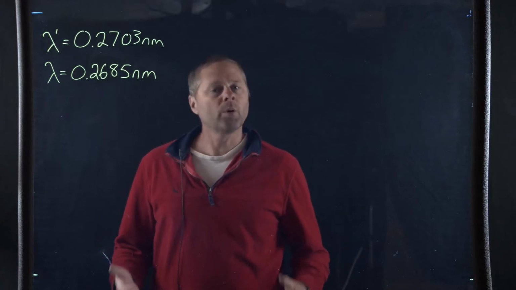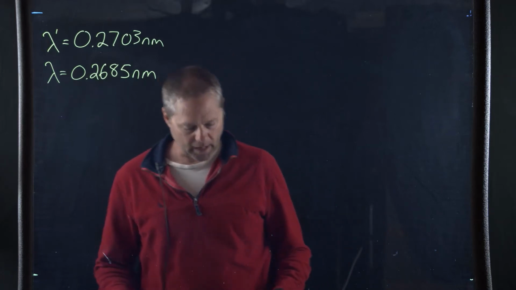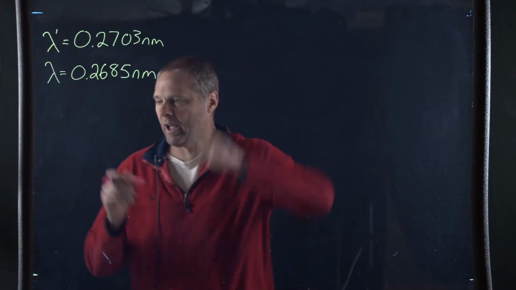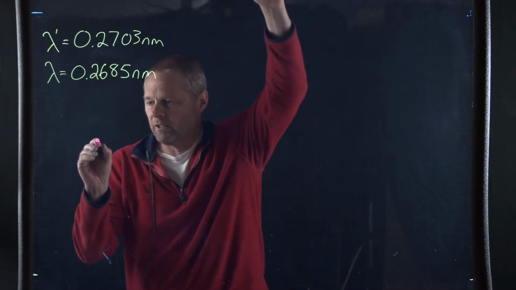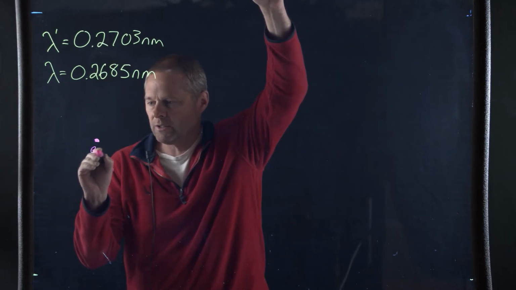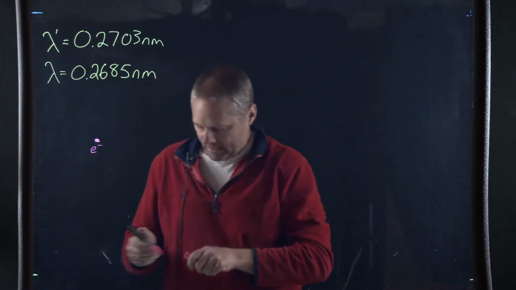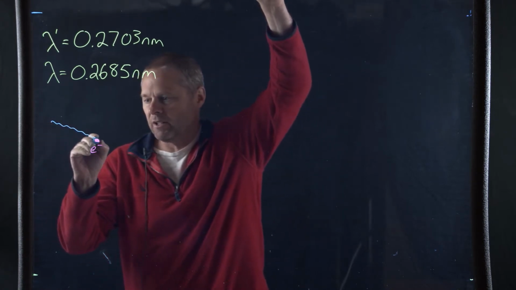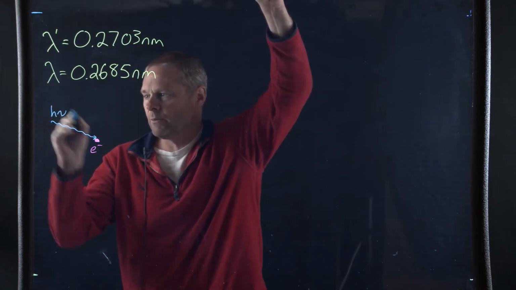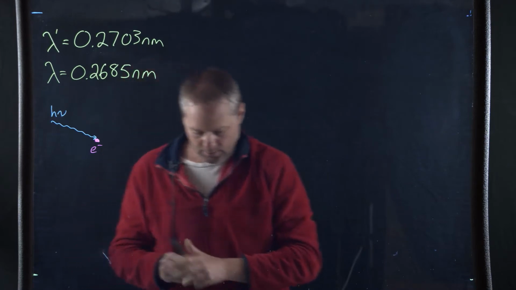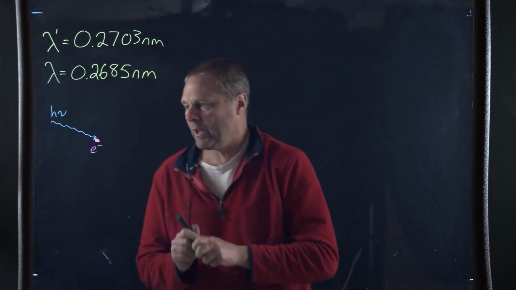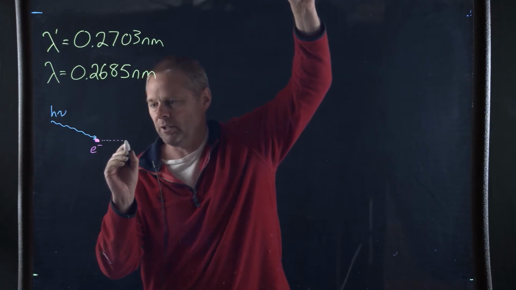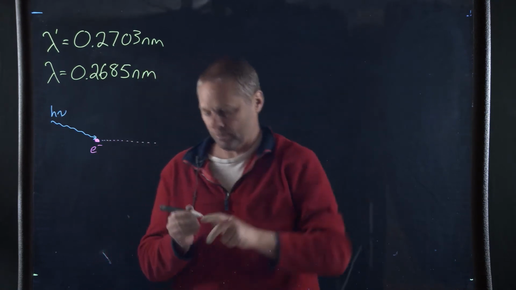In this example, we're going to be talking about the Compton effect. For the Compton effect, you have an electron, and irradiated on the electron is going to be some sort of light. Now let's say that we have a reference point here as such, all right?